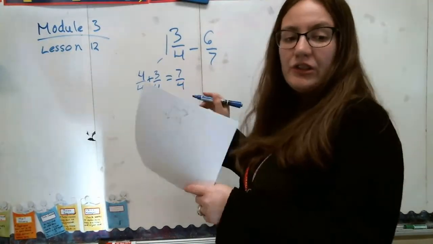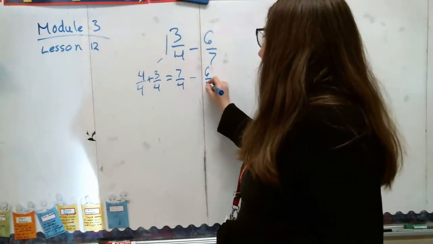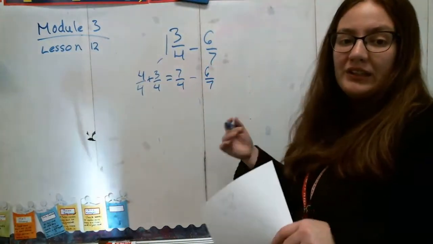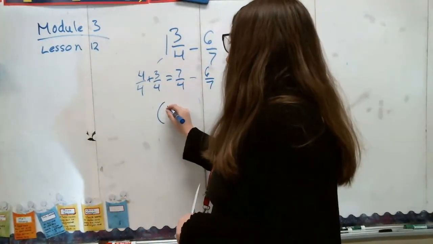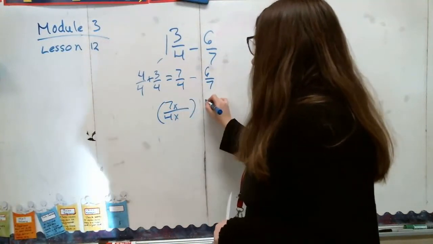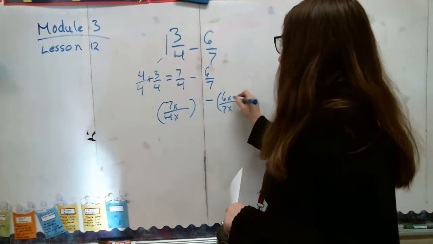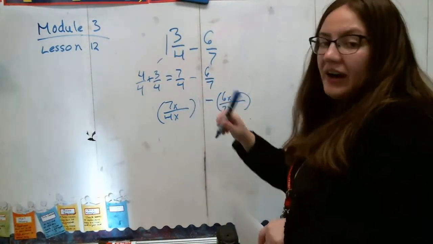So that you have 2 different ways of creating that. And then we have 7/4 minus 6/7. For this one, now we're going to put that problem in my parentheses so I can create those equivalent fractions. And so I can have that common denominator, because right now I do not.